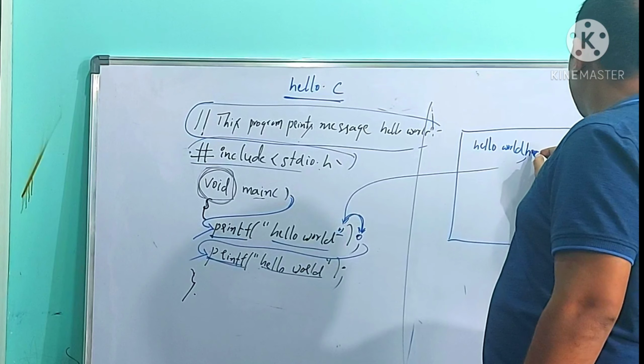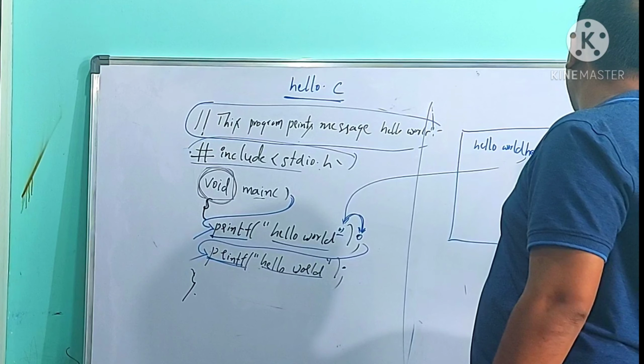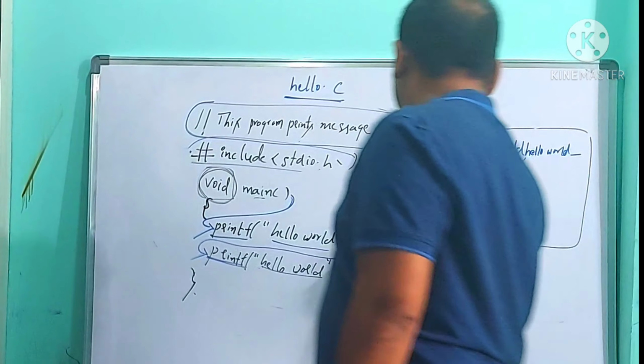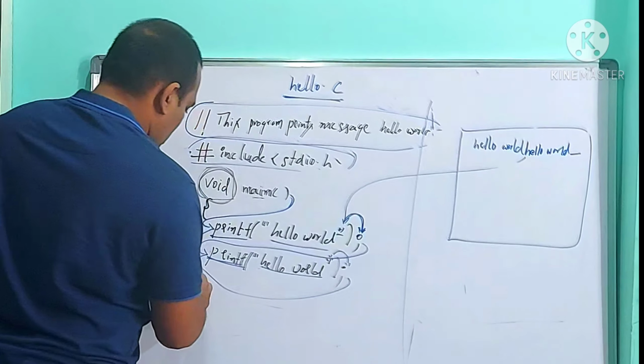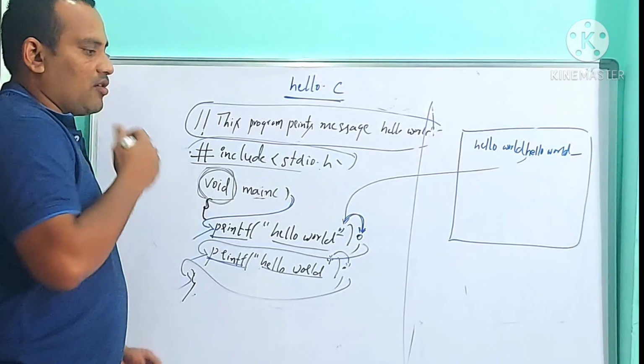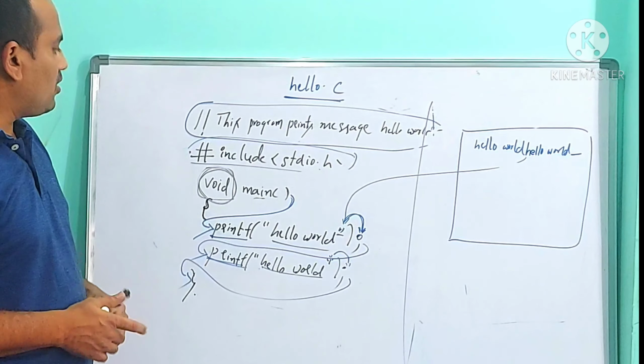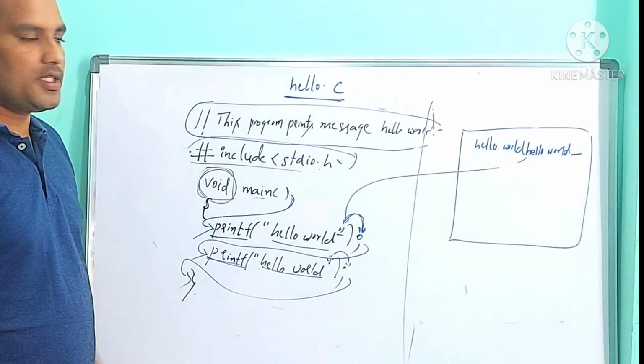Again, ELLO, space, WORLD, cursor. After D, double quotation, end of the message, semicolon, end of the statement, next line, end of the main function. The closed curly brace represents the end of the main function. Then the runner stops the process.